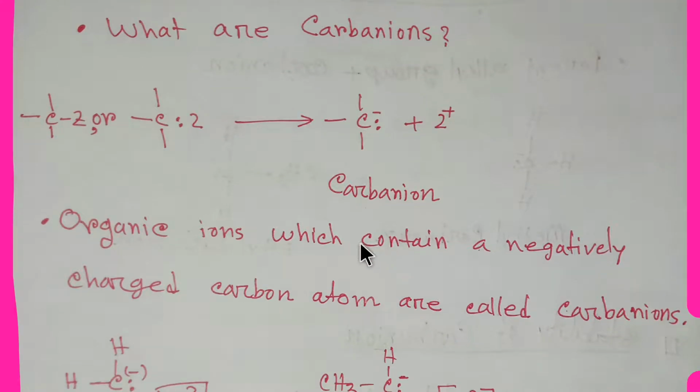So what will be the definition of carbon ion? Organic ions which contain a negatively charged carbon atom. A negatively charged carbon atom are called carbon ions, right?